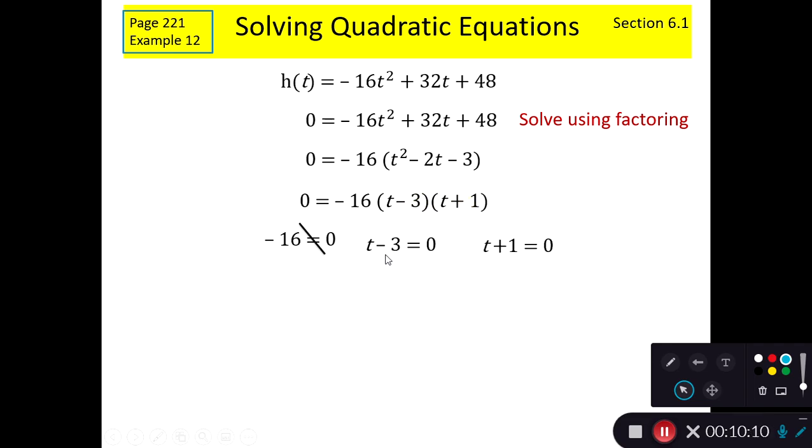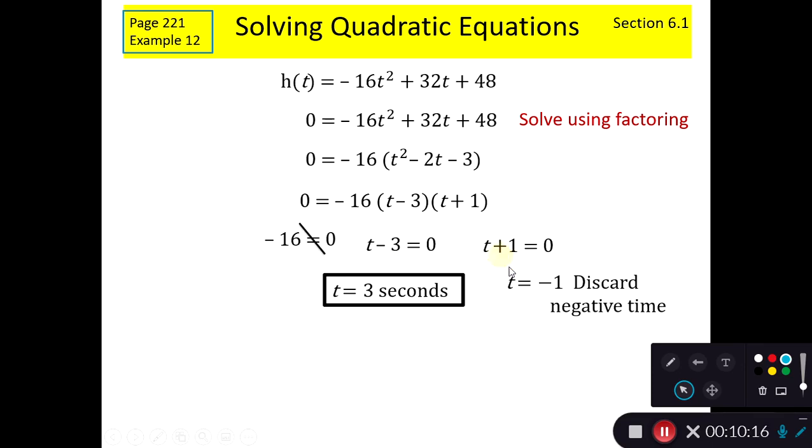Here we solve for t, add 3. We got t equals 3 seconds. Over here we solve for t. We have t equals negative 1. Now time is not negative. We all like to go back a bit, I bet, but time is not negative. So therefore you discard this. So the answer is t, time, 3. It takes Sophia 3 seconds to throw that book up and have it come back and land on the ground.